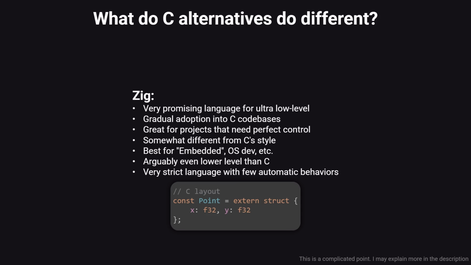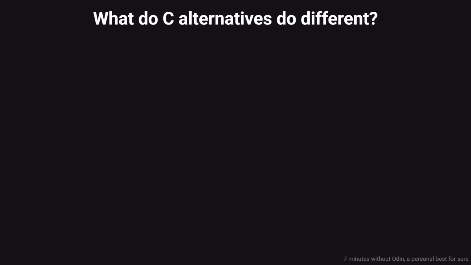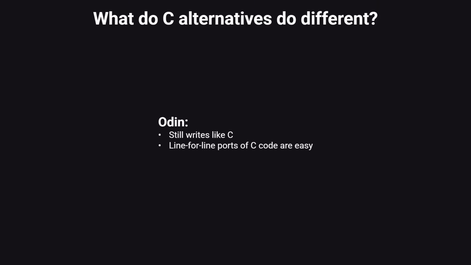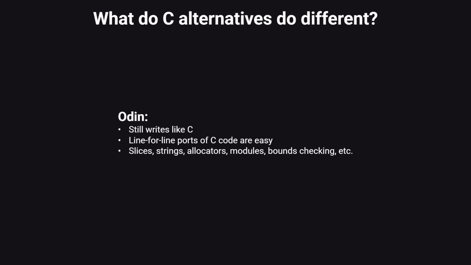If you want a language that's built for regular software and still lets you code like C, but you don't mind a bit of a change in syntax, you might like Odin. It's designed to still allow you to write code like you would in C, and a lot of C code can be ported line for line, but it still has all the good features you'd expect from a modern language.